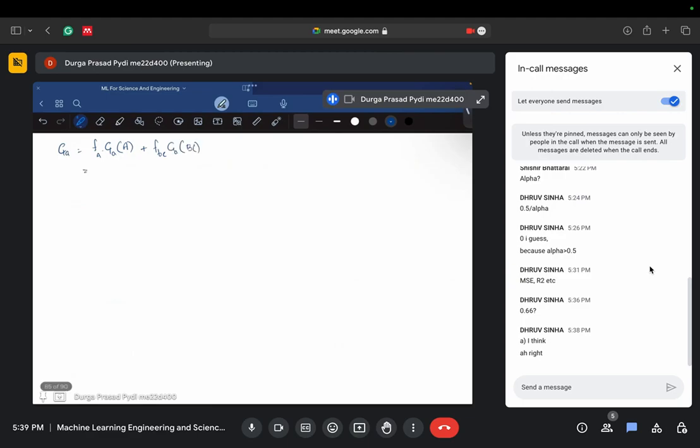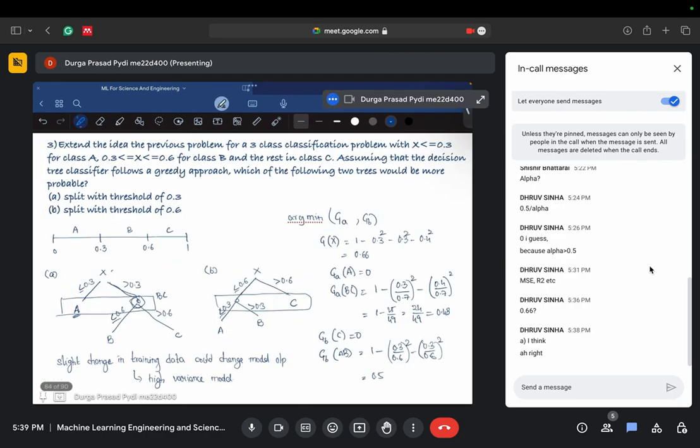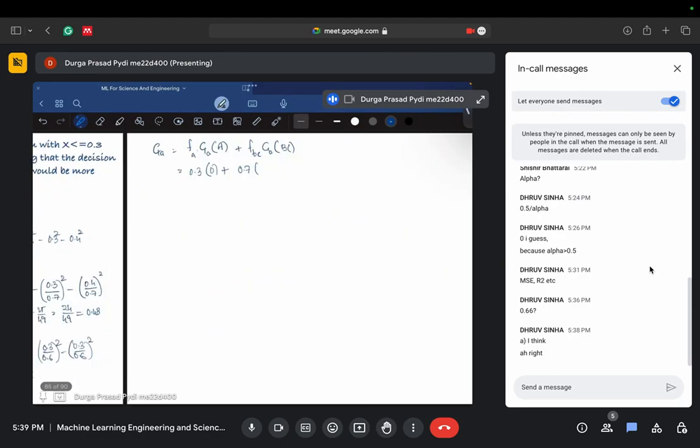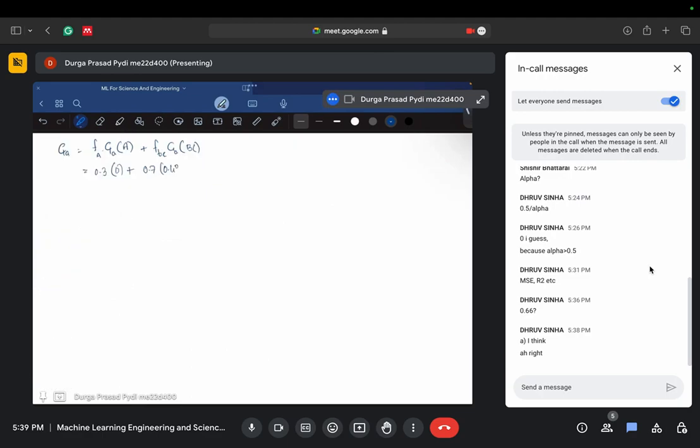What is the proportion of A in this one? It's 0.3, times it is a completely pure set, so you have 0. And the second one is 0.7 times you have a value of 0.48. That gives you 0.336.